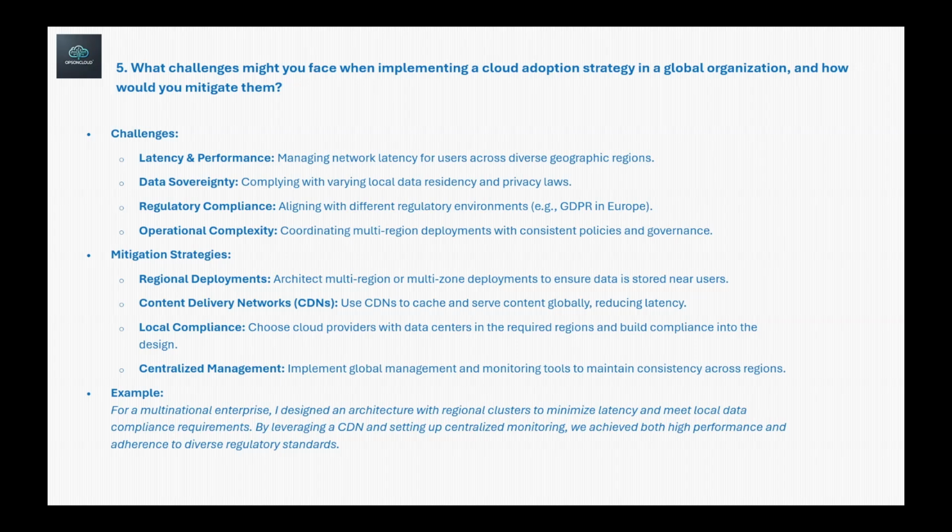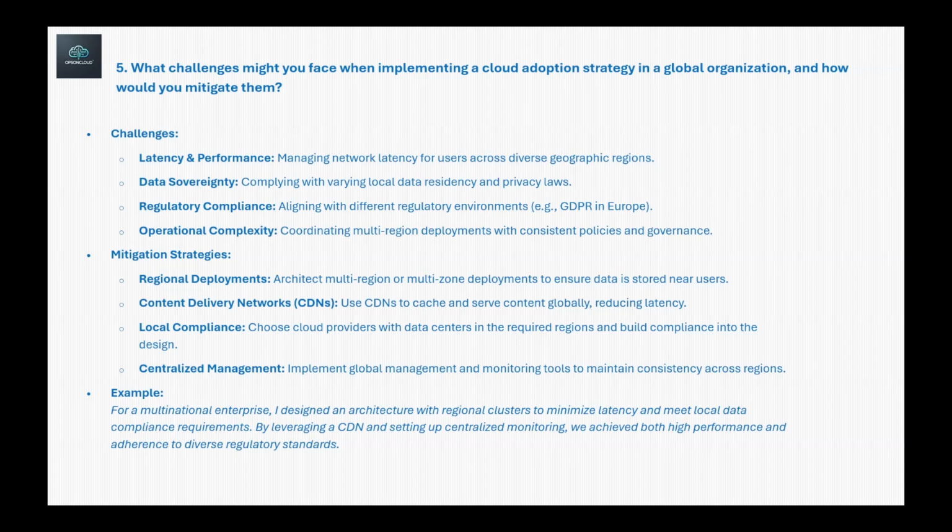So to mitigate these, the strategies: we should have regional deployments, where we architect and design multi-region or multi-zone deployments to ensure data is stored near users. There are several services that are available to do this. We would discuss all those services in different clouds in future, but to answer, this is how you would start. And content delivery networks, CDNs: use CDNs to cache and serve content globally, reducing latency. For example, you can use Akamai, Azure CDN, and the CDN service available in AWS.